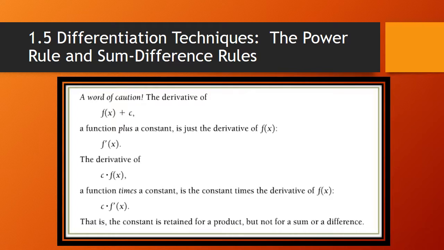Okay, a little word of caution. The derivative of f of x plus c, which is a function plus a constant, is just the derivative of f of x. The derivative of c times f of x is a function times a constant, and it's the constant times the derivative. So just make sure you know the difference between those two things. If the constant's being multiplied, it's actually going to stay there. But if it's being added or subtracted, it will go away.